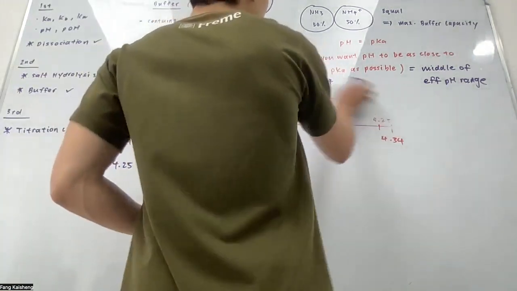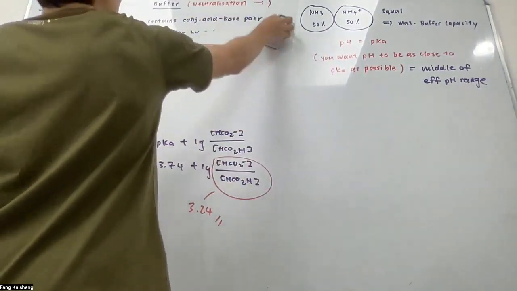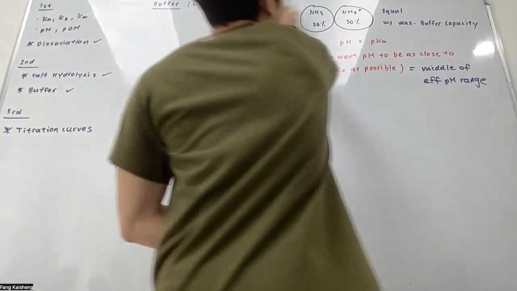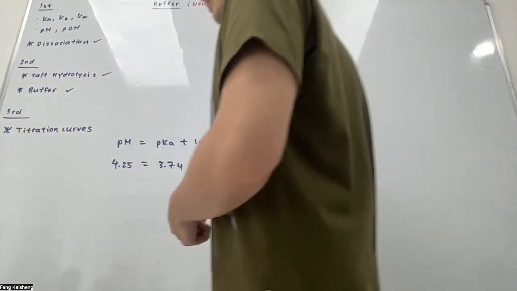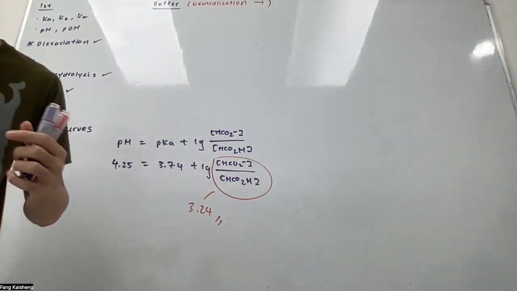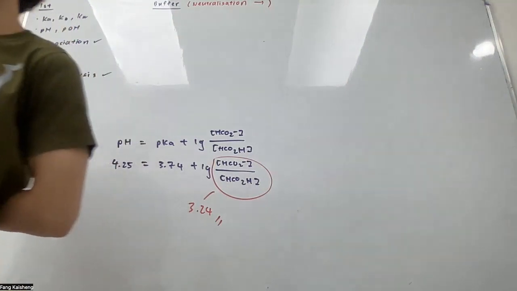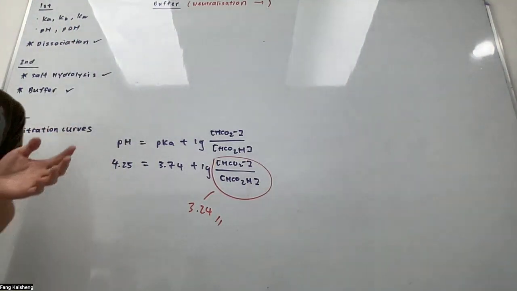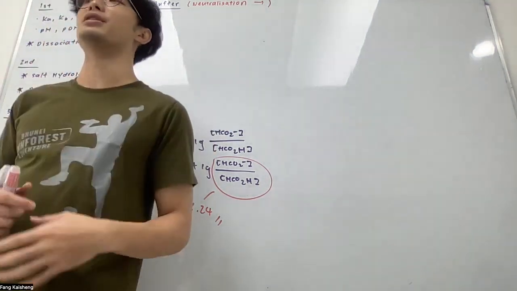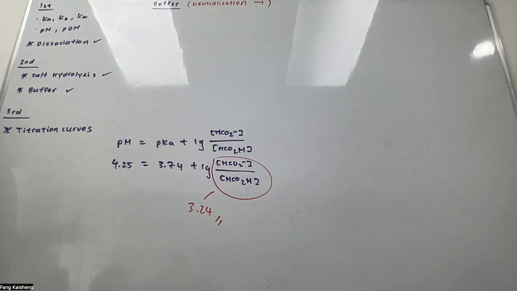Guys, once I'm done, we need to move on. Okay, turn over to page 14. We're going to look at application. So we learned buffers, right? Buffer in real life, what is it used for? Your body. Your blood actually has a buffer system.